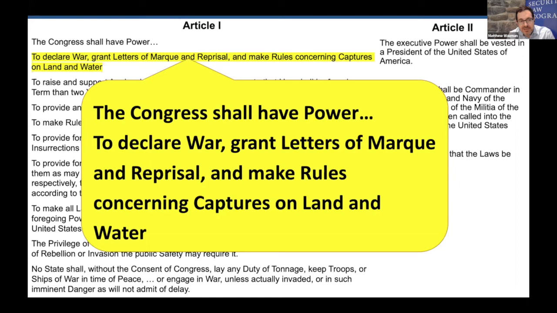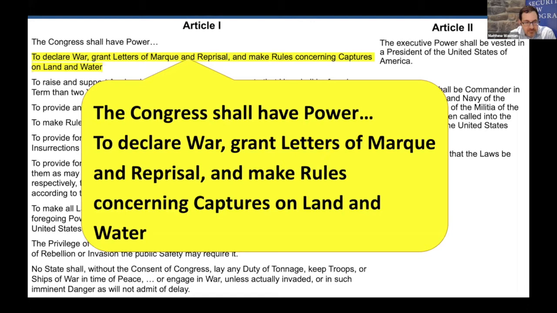Two, if the United States was threatened in some way other than a direct military attack, like an invasion, could the president respond unilaterally to that? Did he even have to wait for the attack actually to occur?